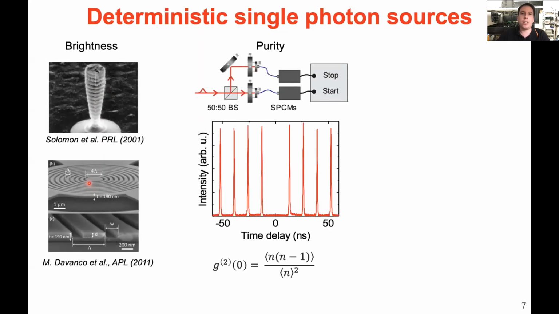The second important parameter is the purity of the single photon source. With a deterministically driven source, the question is how often, when you want to get a photon, do you get a single photon, or how often do you have multi-photon errors?